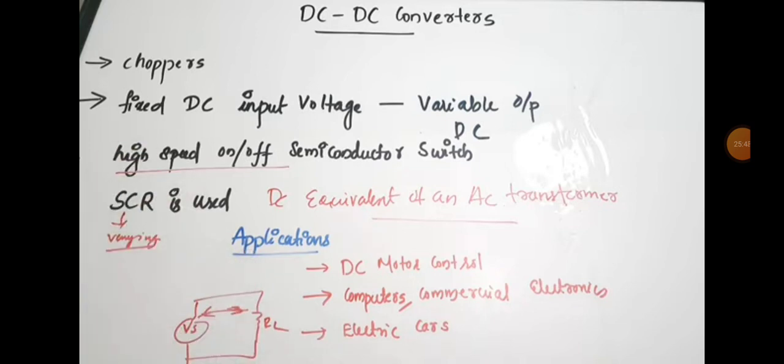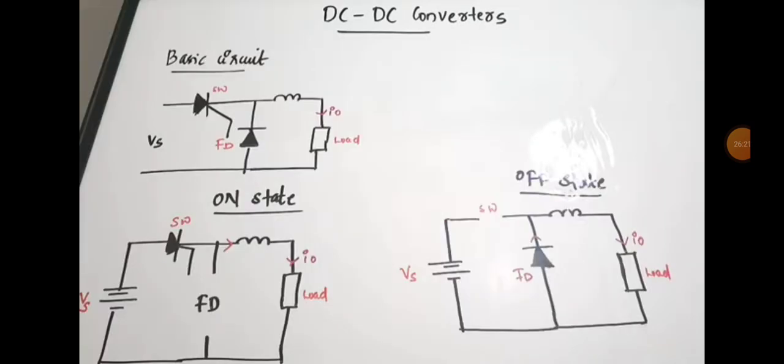Now, coming to the applications. Choppers have a lot of applications, especially for DC motor control, and also for computer power supplies, commercial electronic devices, and electric cars. In all these areas, choppers or DC to DC converters are being used. Next, we are going to see the circuit diagram of a basic chopper, and with the help of that circuit diagram, we'll see how the chopper is working and how the SCR is connected. Everything we are going to see. Next, we are going to see the circuit diagram and the working of a basic chopper.